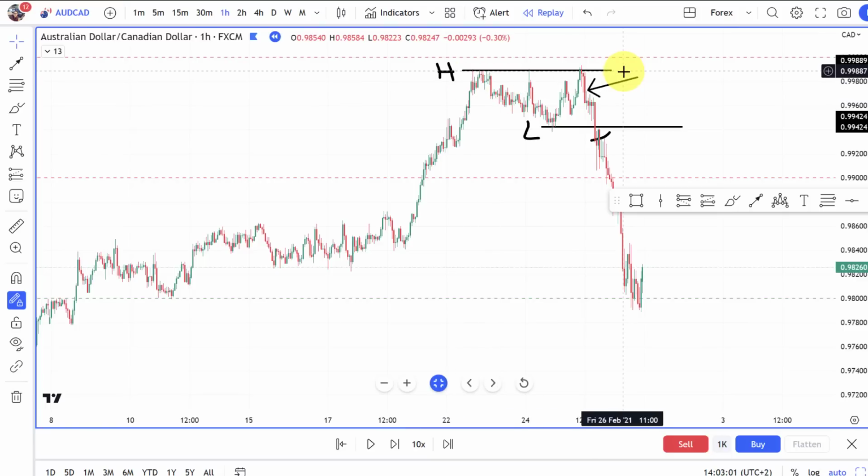Patterns can be triple tops, double tops, head and shoulders, wedges, triangles, and anything that allows us to come up with objective trading plans. This is the key to beginner-friendly trading strategies. You want to remove a lot of subjectivity and you want to keep it as objective as you can.